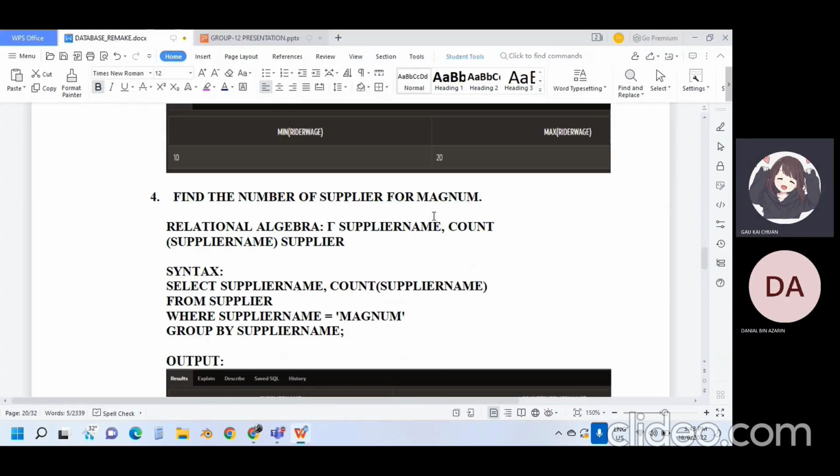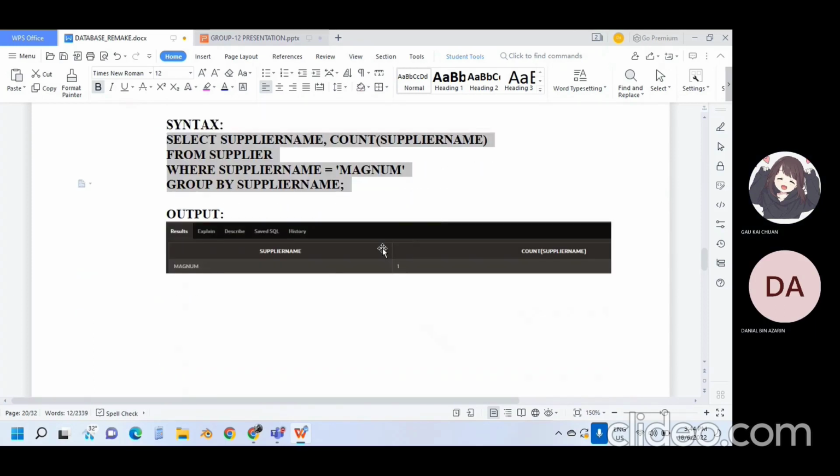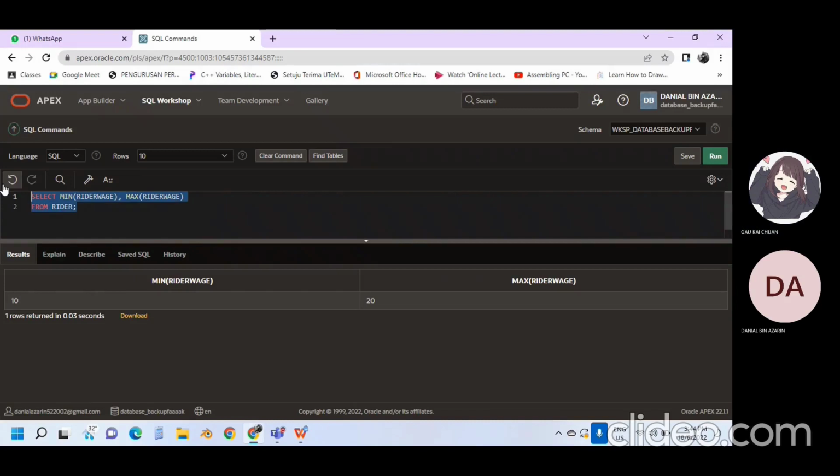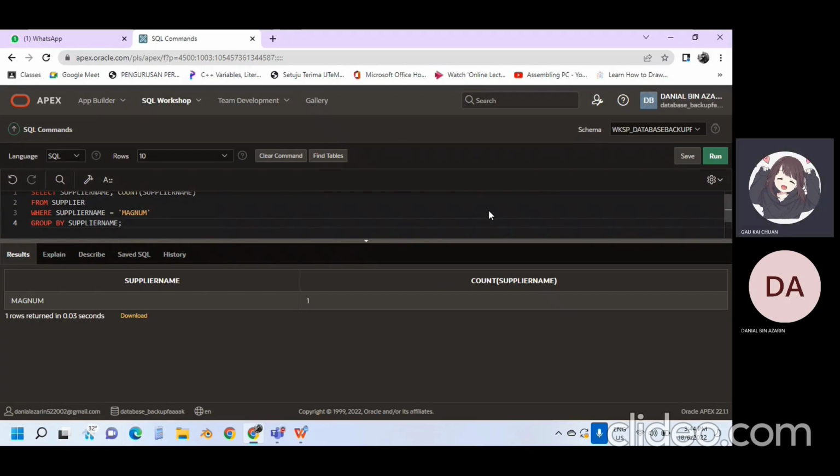For question 4, find the number of suppliers for Magnum. The syntax is select supplier name, count supplier name from supplier, where supplier name equals Magnum, group by supplier name. The output is as below. So the output for supplier name Magnum is the count is 1.